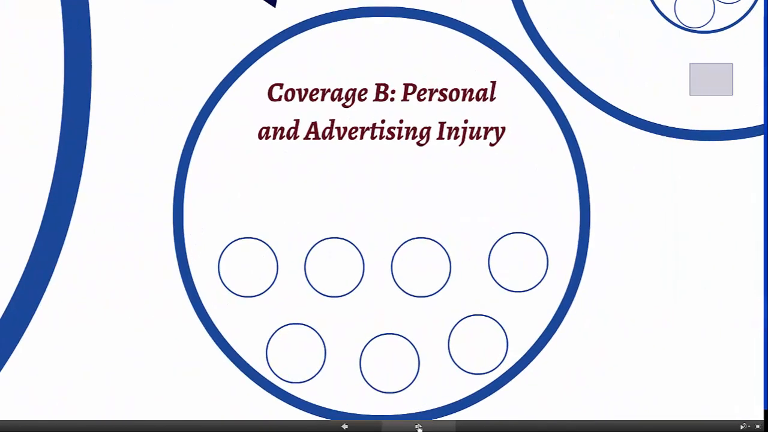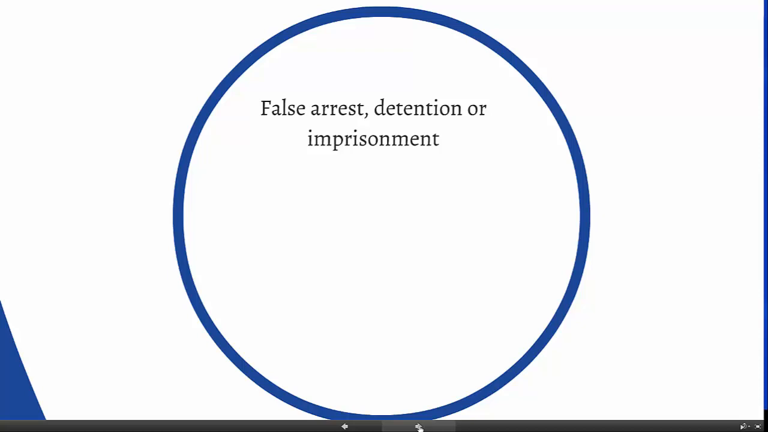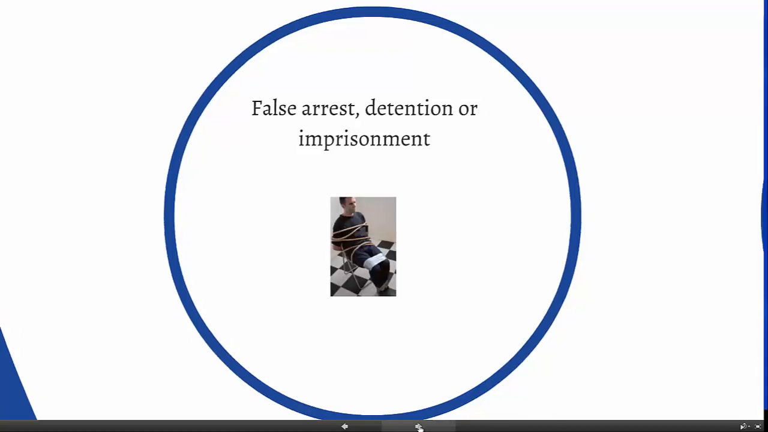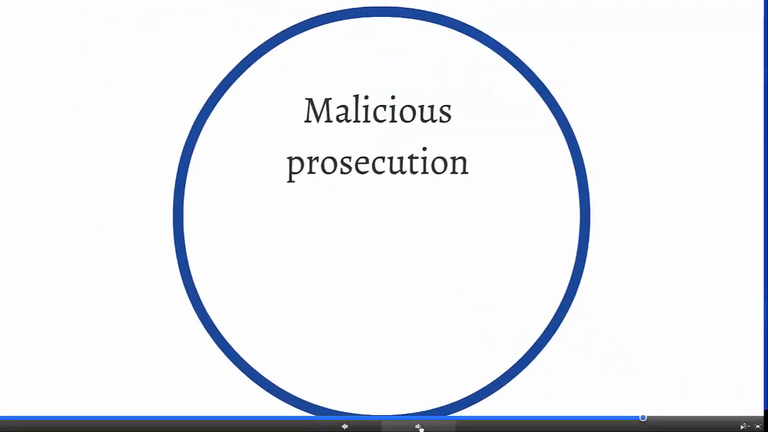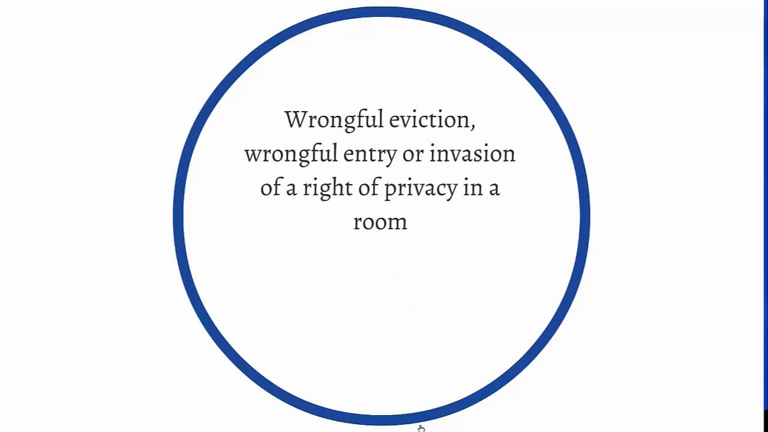Now let's look at coverage B, personal and advertising injury. This pays those sums that an insured becomes legally obligated to pay and agrees to defend the insured for damages arising out of these 7 things. First, false arrest, detention, or imprisonment. Malicious prosecution, which is when someone files a case against the insured under false pretenses. Wrongful eviction, wrongful entry, or invasion of a right of privacy to a room or in a room.